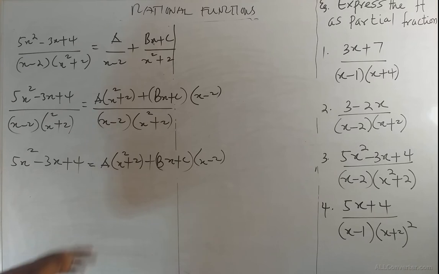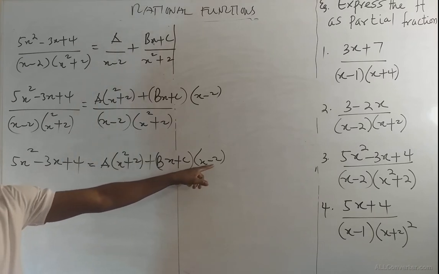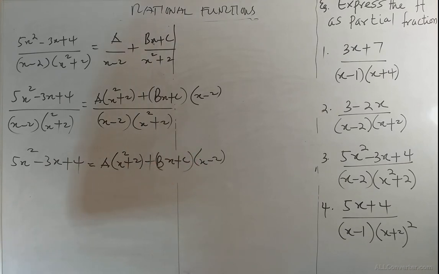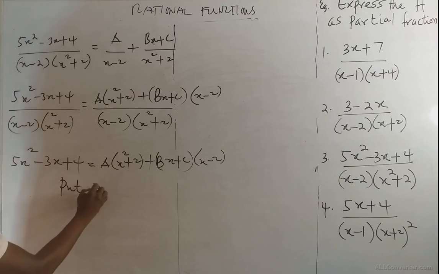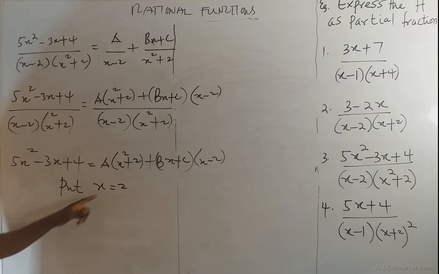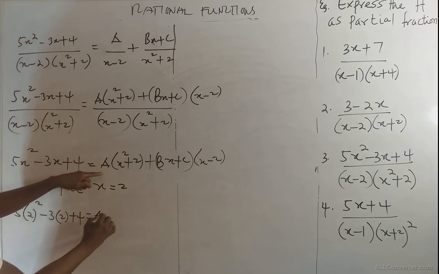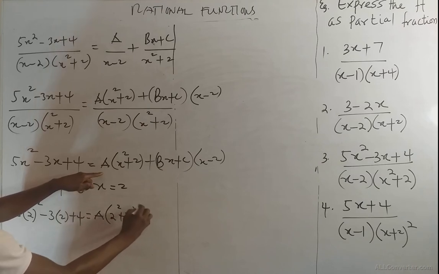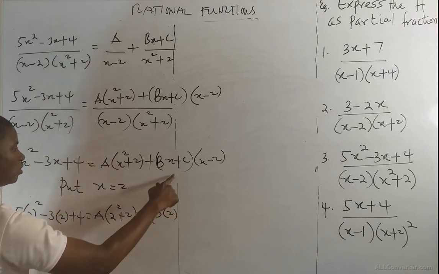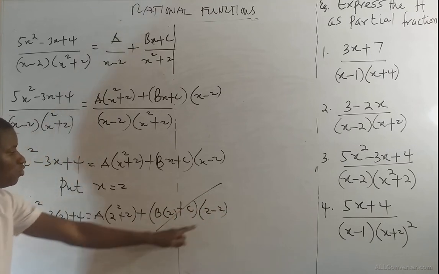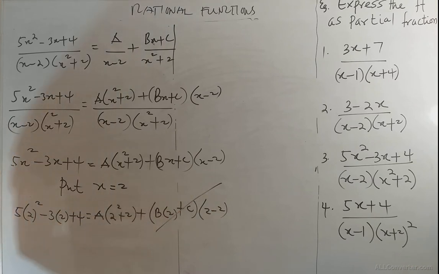You realize that when you put x equal to 2, then 2 minus 2 will be 0, so the whole of b and c is gone, so you can find a. Let's do that. I advise that you solve a lot of questions so that you get experience in what I'm doing. Now put x equal to 2. By substitution, we have 5 into bracket 2 squared, minus 3 times 2, plus 4. This should be equal to a into bracket 2 squared plus 2, plus b times 2 plus c. Take note that is bx. Then 2 minus 2 will be 0, so the whole of that expression is gone.